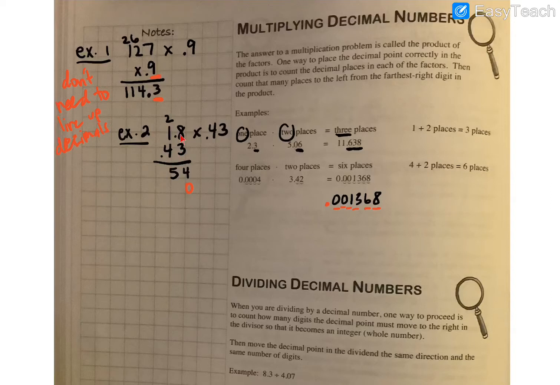Okay, so 4 times 8 is 32. Turn this into a 3. Okay, and then 4 times 1 is 4, plus 3 is 7. Remember, I add these two rows together. 4 plus 0 is 4. 5 plus 2 is 7, and 7. Okay, so for my decimals, I have 1, 2, 3 decimal places. So I need 1, 2, 3 decimal places. So my decimal will go right there.